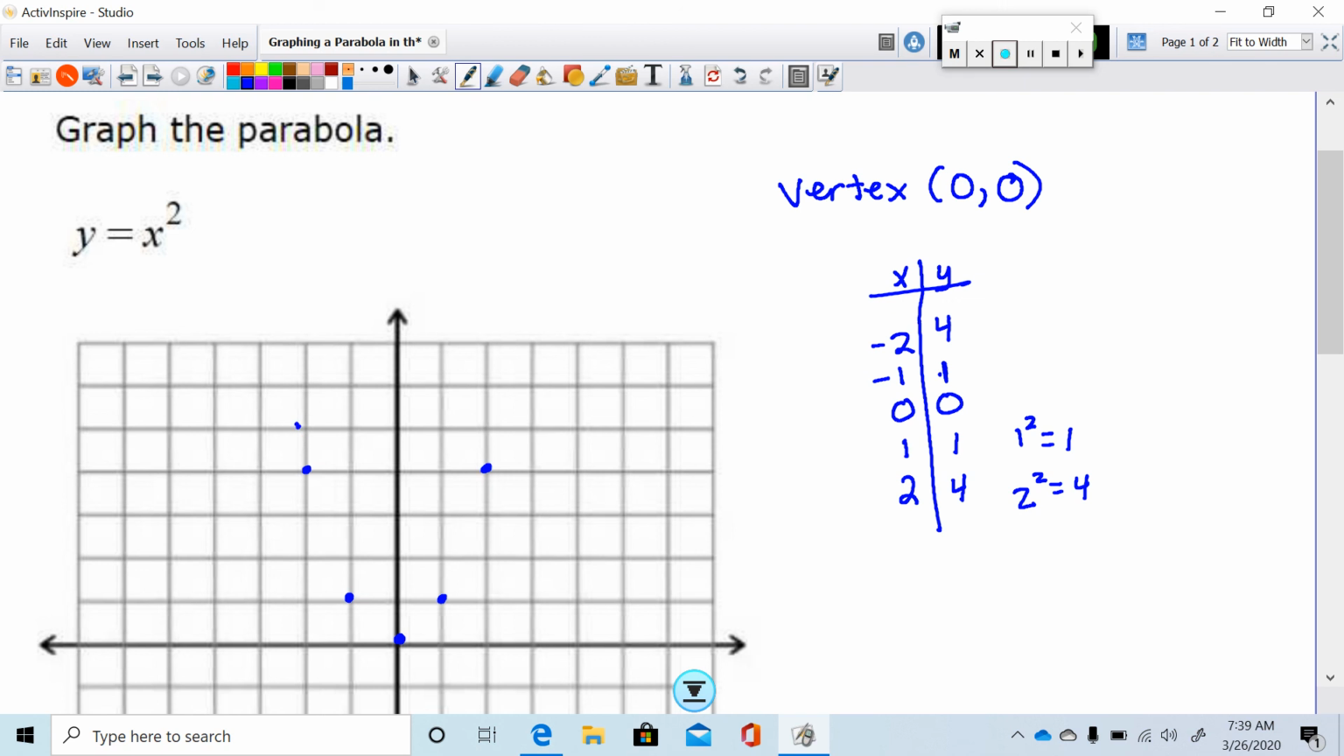And you'll have to excuse me because it's hard to draw on this board. That is the parabola that we're looking for. So that's the graph of my parabola for this equation.